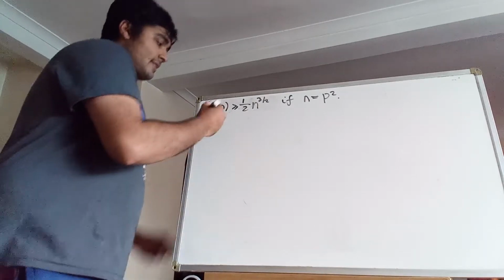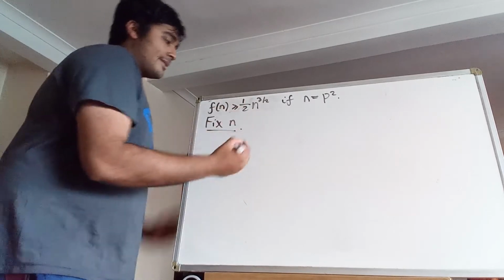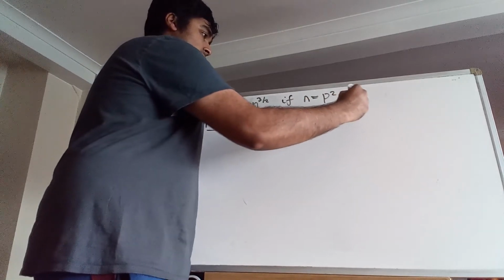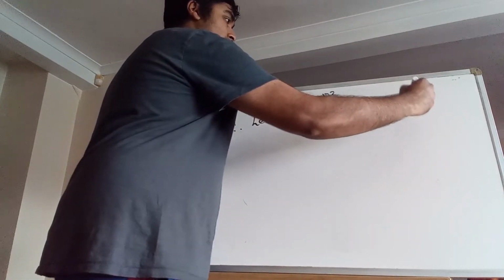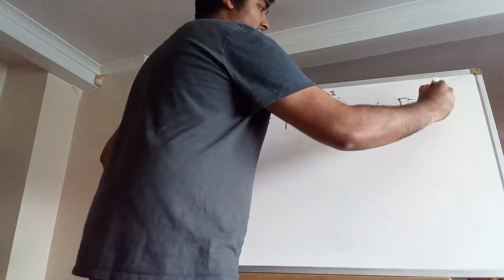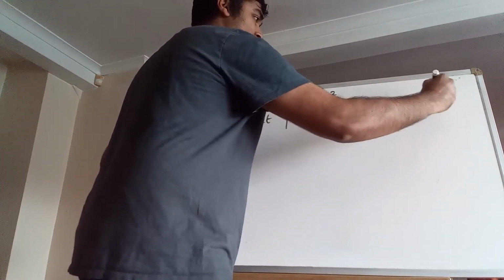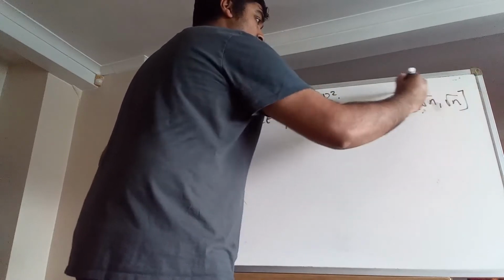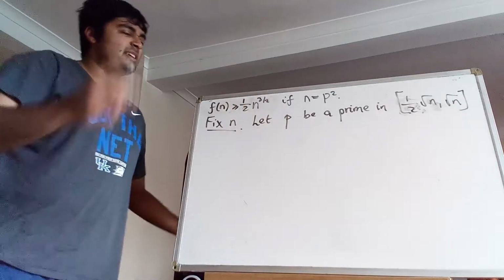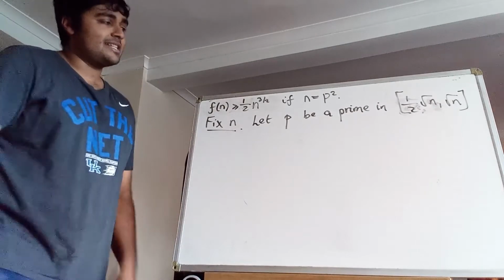So what we can do is fix n, where n doesn't necessarily have to be the square of a prime. Now let p be a prime in the interval from a half square root of n all the way up to the square root of n. This is of the form x to 2x, so there's certainly a prime in it. We'll say that p is the biggest prime in that interval if there are many primes in it.